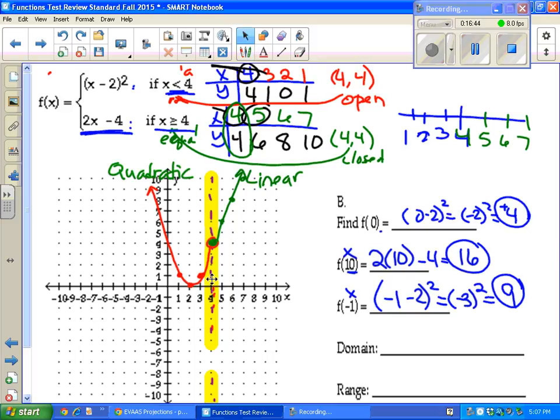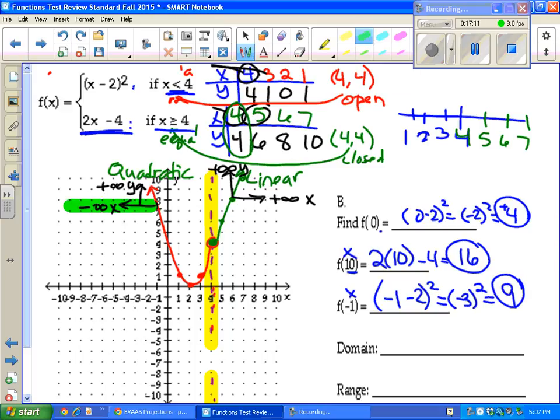My domain, again, I have to do everything that I'm supposed to do. I need to realize this is going toward negative infinity in the x direction, and it's going to positive infinity in the y direction. This arrow is going to positive infinity in the x direction and positive infinity in the y direction. Now, one more time, if you have arrows going in both directions, you have what? All real numbers. It's going to keep going. So we're using all of our x's, both negative infinity to positive infinity, all real numbers.